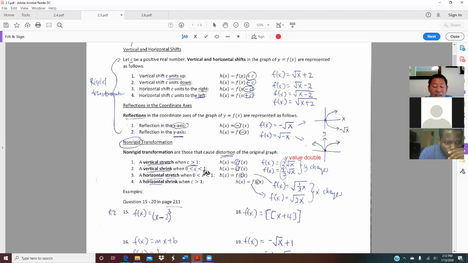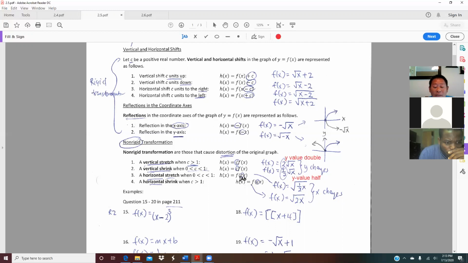A vertical shrink is where the number is between 0 and 1, kind of like a fraction. So for this case, you get 1/2. So this is considered a vertical shrink, where your y value in this case is going to be half. So that's what we're going to do for this. And you notice that this number is in front of the function. So that's why this is a vertical.